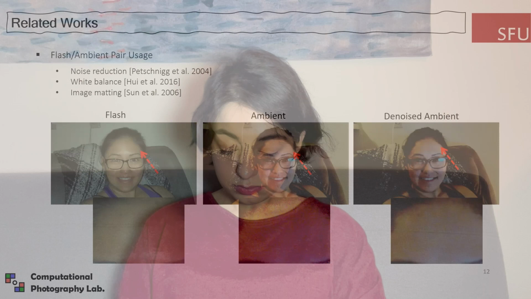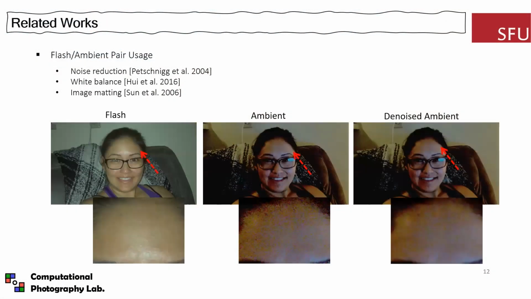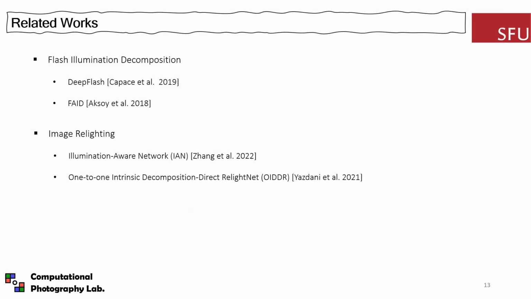In earlier work, the usage of flash and no flash pairs was studied. For example, we can use bilateral filtering for noise reduction of ambient image by using the flash image as the guide. We also see flash photograph decomposition methods such as fade and deep flash, which use image-to-image translation networks.